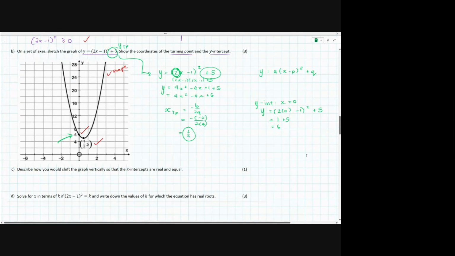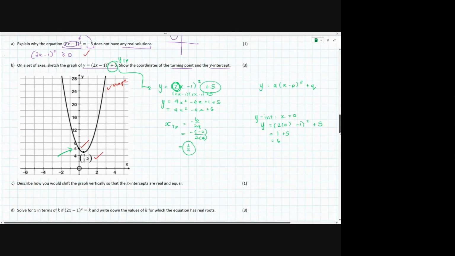Right, if we look at question C, it says, describe how you would shift the graph vertically, so up, down, so that the x-intercepts are real and equal. Now, we had a discussion about a question like this on Monday, but we'll do this one together. So real and equal. Real basically means that they exist, so that we do actually have x-intercepts. And equal means that your turning point is your x-intercept.